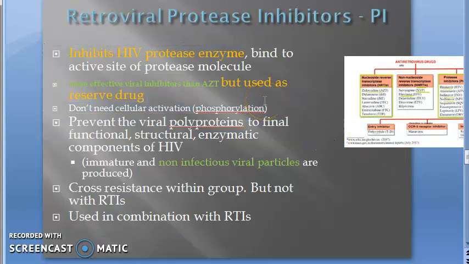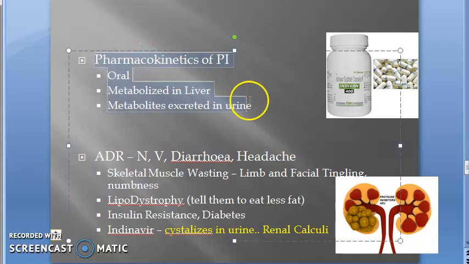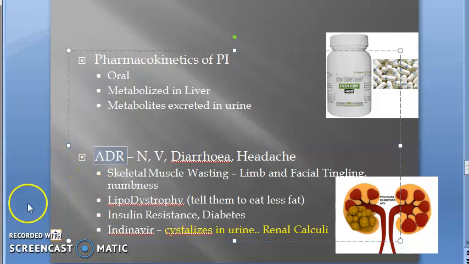So how exactly do these work? They bind to the active site of the protease molecule, however they inhibit it, okay? It is used as a reserve drug, though it is more effective than zidovudine. Moving on. We saw the pharmacokinetics, very standard: orally taken and metabolized by the liver, and the metabolites are removed in urine. Same standard story. Then coming to the adverse effects of protease inhibitors.